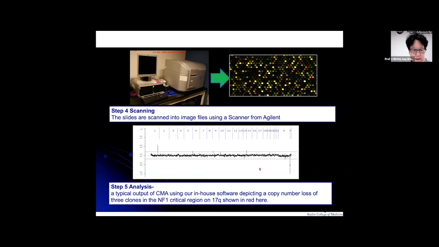In this instance, you can see the log ratios. If nothing is lost and nothing gained, it is here. And here's our chromosome 1, 2, 3, 4, all the way to X and Y. If nothing is lost, nothing gained, it will be in here. However, you see that on chromosome 17, there's a copy number loss, so it's showing in red.